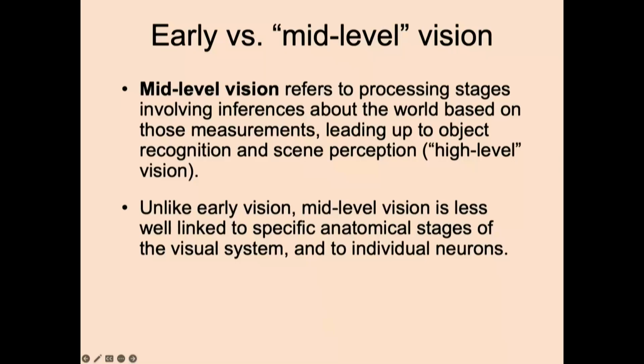The other thing that I should say is that unlike early vision, where there are often fairly reasonable linkages between some of the associated perceptual phenomena and neurons, typically retina, LGN, V1, mid-level vision and the various perceptual phenomena that are associated with it is less well linked to specific anatomical stages of the visual system and to individual neurons. In some cases, those relationships exist, and we'll talk about them, but they're not as tight.